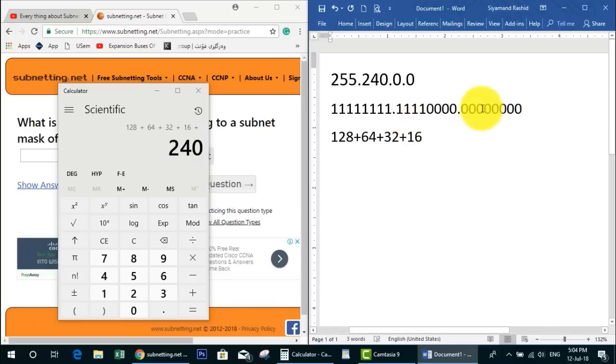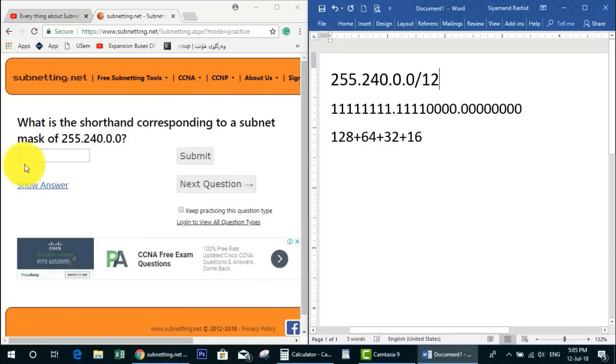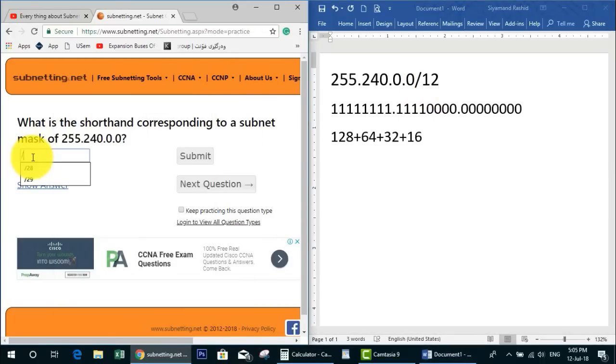Now it is easy to find the shorthand. We have 8 and 4, so this should be 12. Let's check our answer. Don't forget to put this 12. Submit. Correct. Our answer is correct. Let's go to the next question.